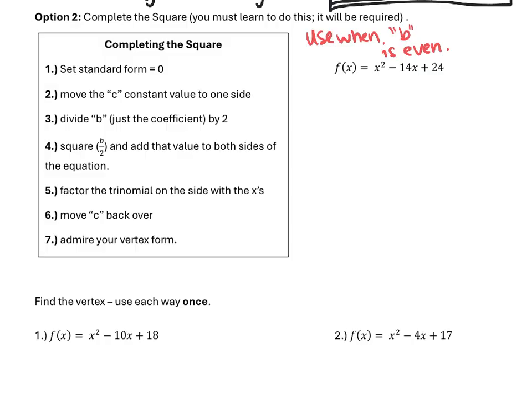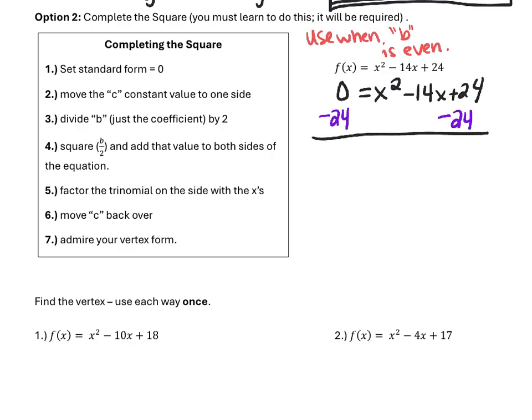So completing the square moves us from standard form to vertex form. Step 1, we are going to take our standard form and set it equal to 0. So we plug in 0 for f of x so that we have our whole thing set equal to 0. Step 2 says move the c term to one side. So we are going to move our constant, this c value, off of the side with the x's. So we get the constants on one side and we get the x's on one side, okay?